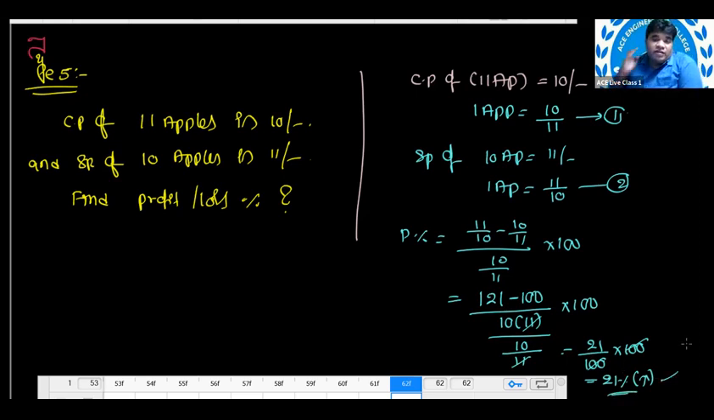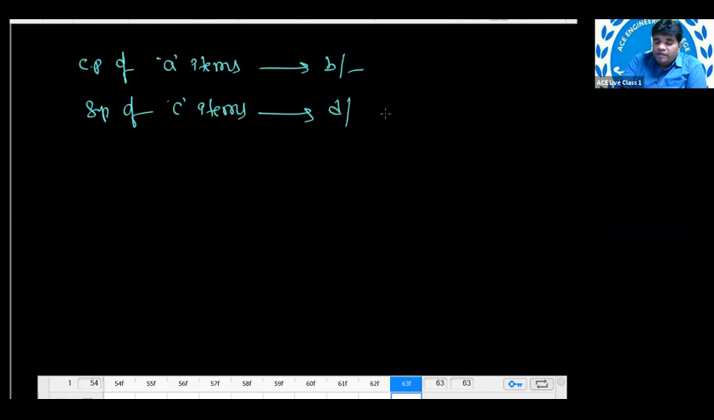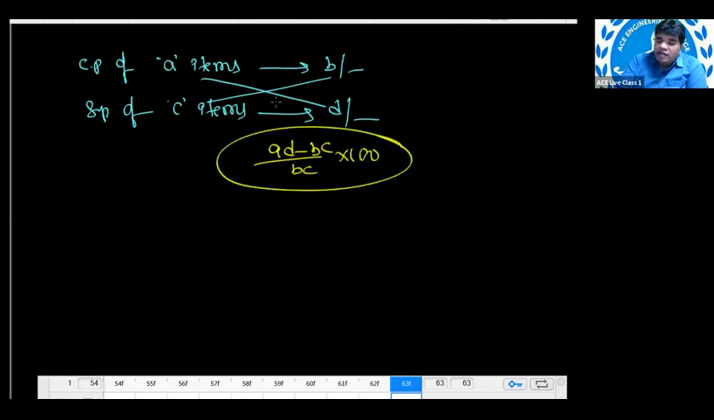Okay, this is the procedure, friends, but it is a time waste. Then the shortcut: the cost price of A items is B rupees, and the selling price of C items is D rupees. Then the answer is AD minus BC upon BC into 100. If the result is a positive value, we say profit. If the result is a negative value, we say loss.